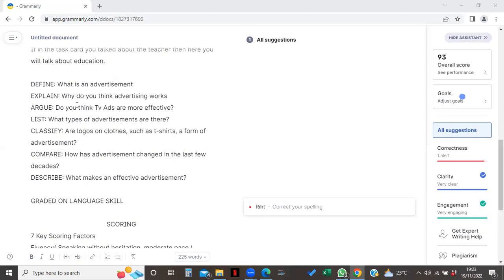So you are talking more about the previous tasks, but on a broad category. They are taking your opinion on the previous task, that okay, what is advertisement?